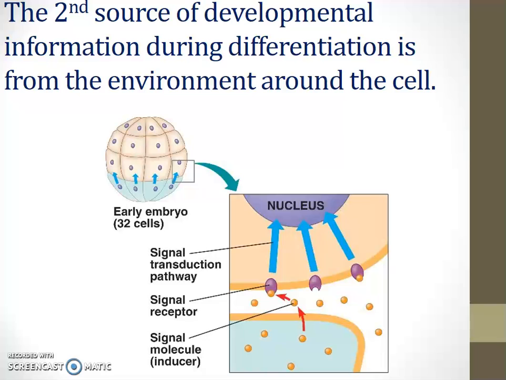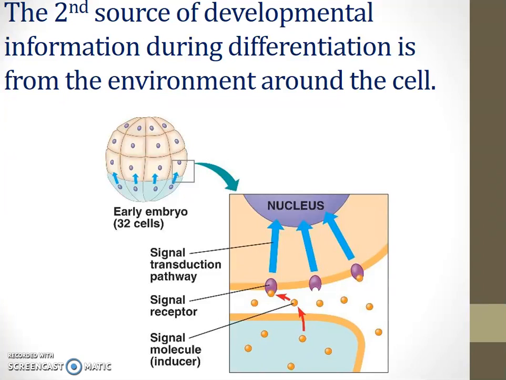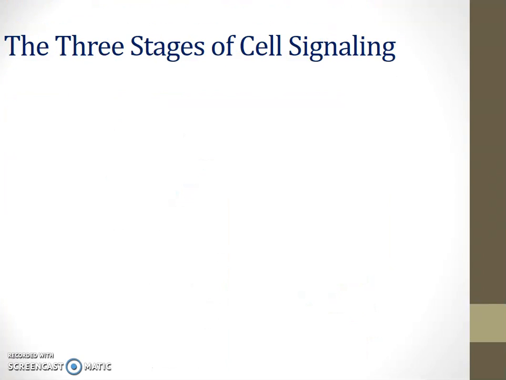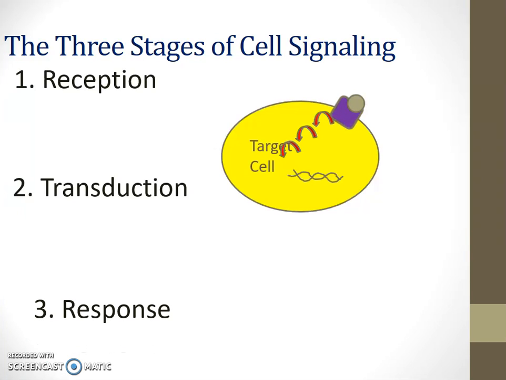Now, a cell can start, the zygote can start with the transcription factors already in it, in the cytoplasm, but another way that can guide development is through the process called induction. Where induction, if you remember the 3 stages of cell signaling, is when a cell receives a message here, a signaling molecule, that can ultimately influence gene expression.